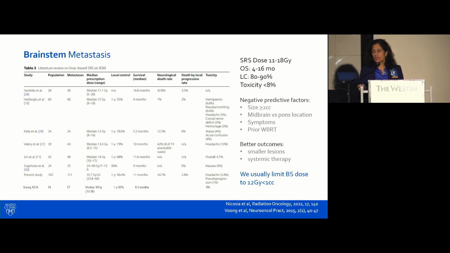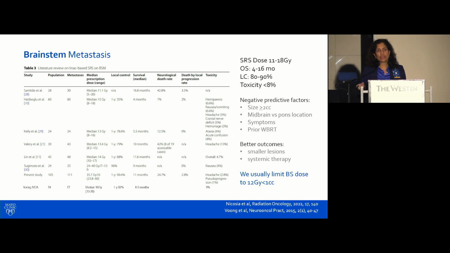Overall, SRS doses are around 11 to 18 gray, so less than that typical dose of 20 plus gray we might use elsewhere in the brain. The overall survival, 4 to 16 months, so similar to anything else. Local control was high, 80 to 90%, even in the brainstem. Toxicity was less than 10%, so again, we can treat these small lesions in the brainstem effectively.